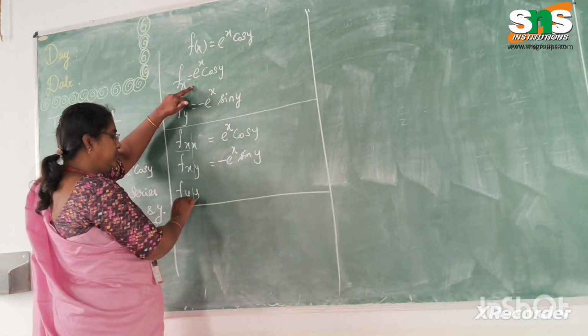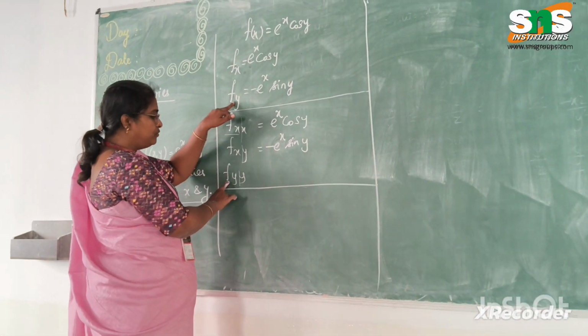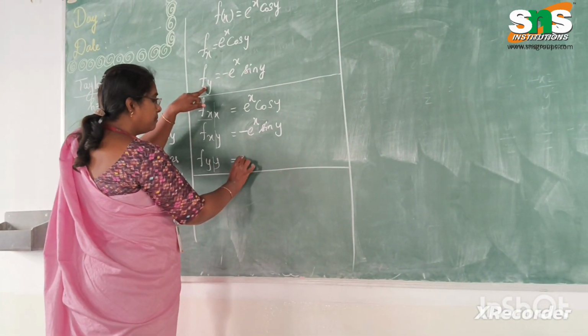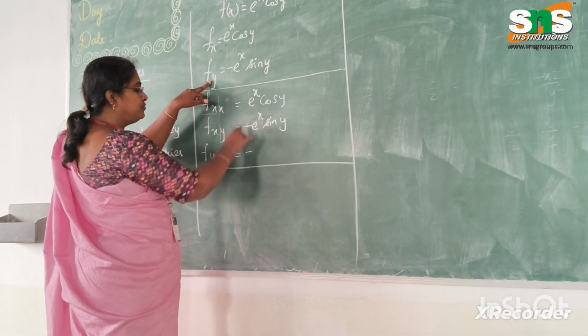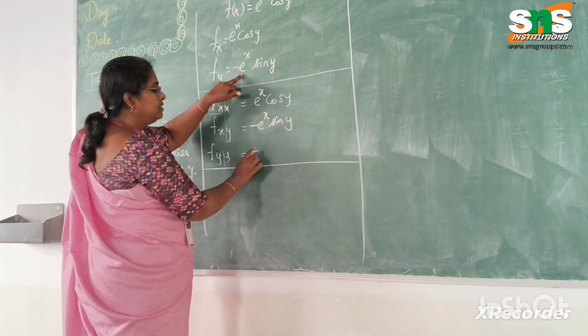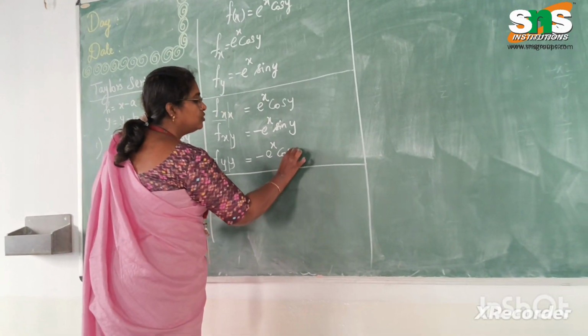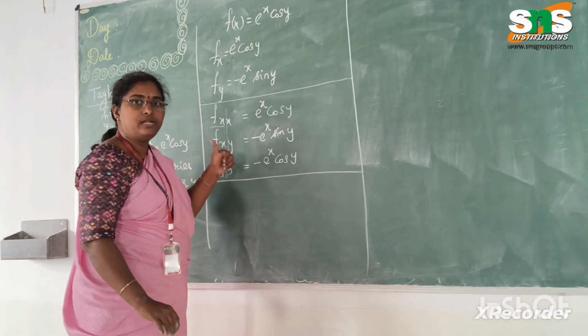And then fyy. Take this fy function and differentiate with respect to y. So it is equal to minus, put the minus first, and then with respect to y, x is a constant, and differentiating sin gives cos y. So this second level is over.